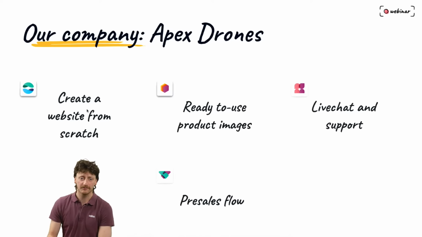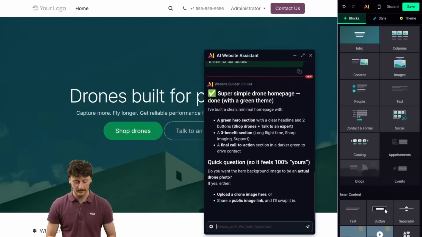So create a website from scratch. I would have loved to say it's done, but actually it didn't do it. So we're going to do it afterwards if it's not working. We also have the ready to use product images that we want to add directly.